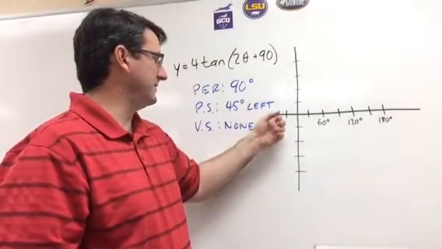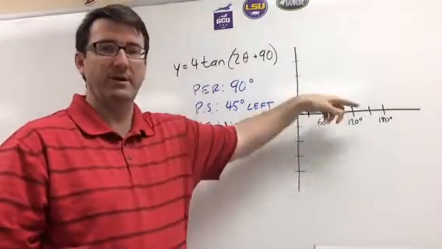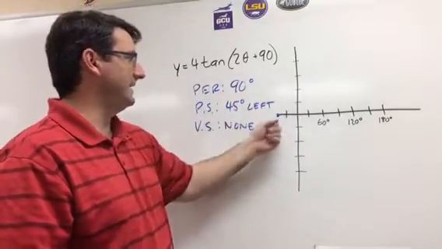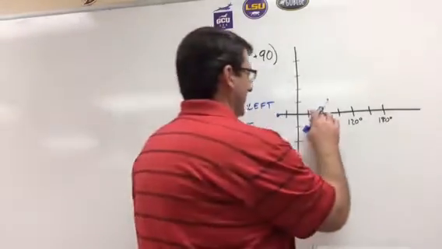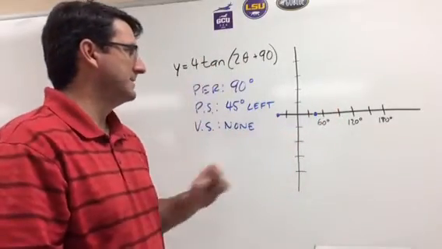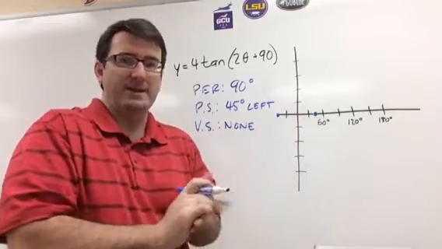So instead of starting with that point, let's go one period forward, one period to the right. So let's just add 90 to that negative 45. And we'll be right over here at positive 45. So that's our starting point. Okay, now we need to find our asymptotes.